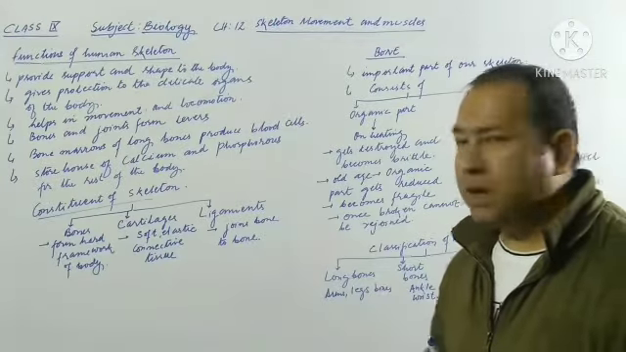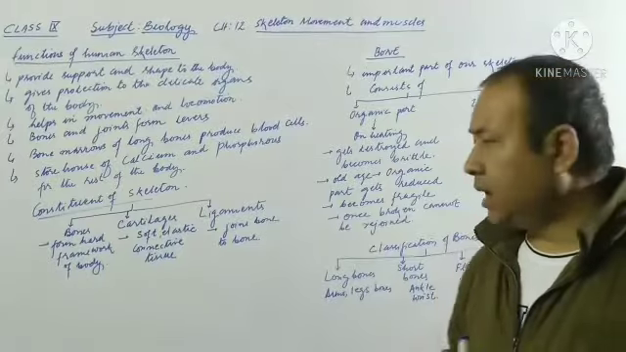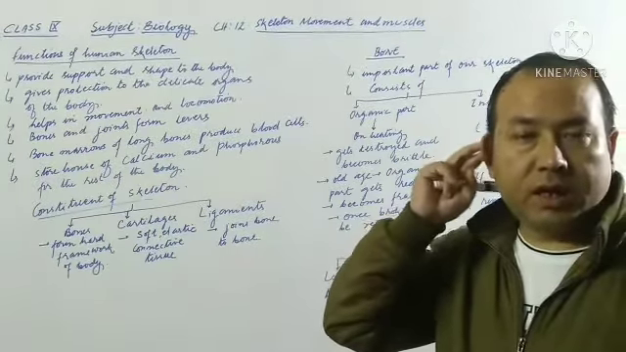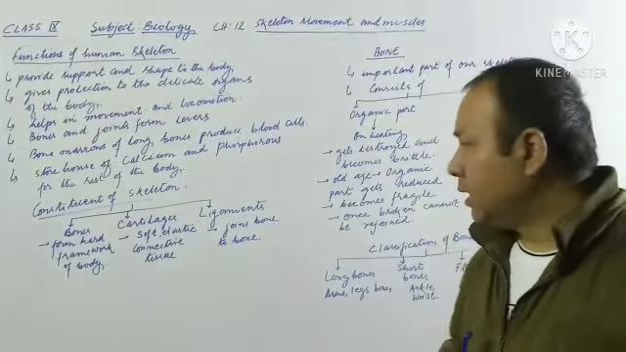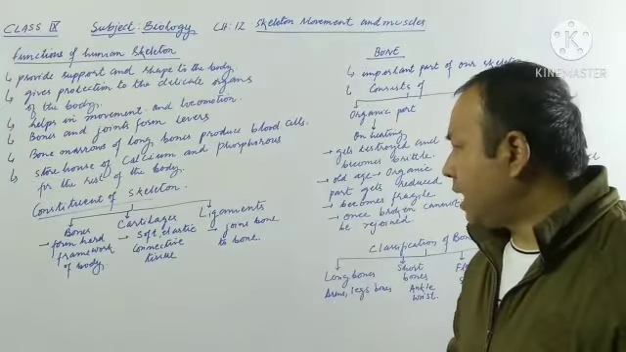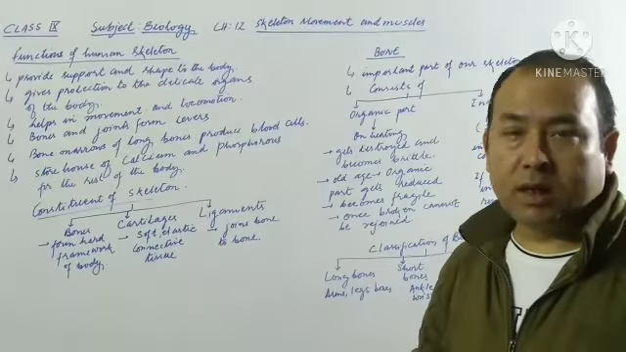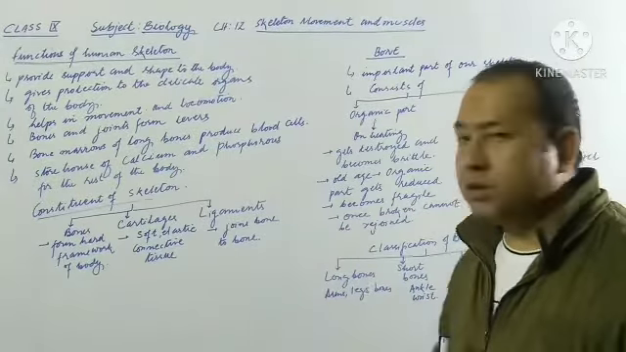And then again about the cartilage, they are usually soft and elastic, mostly found in the external ear and the tip of the nose. These cartilages are also found in between the joints. Then next come ligaments.